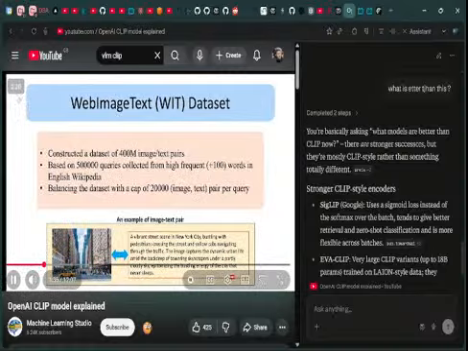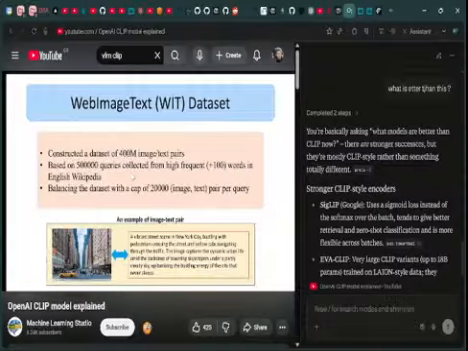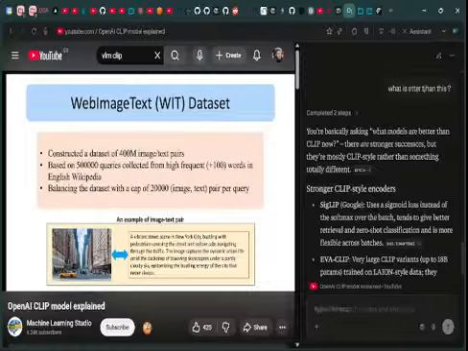For pre-training the CLIP model, they collected a dataset of 400 million pairs of images and text, and they called this dataset Web Image Text, or WIT. For building such a dataset, they gathered 500,000 queries based on all the words in the English Wikipedia that were repeated at least 100 times. As a result of this, they got image text pairs like this example shown below. Also, in order to balance the dataset, they included up to 20,000 pairs per query.